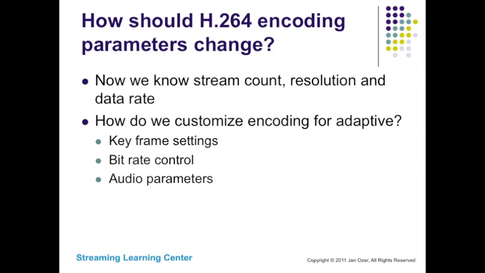Okay, so now we know the stream count, the resolution, and the data rate. What do we do differently when encoding for adaptive as opposed to encoding for single file streaming? Okay?